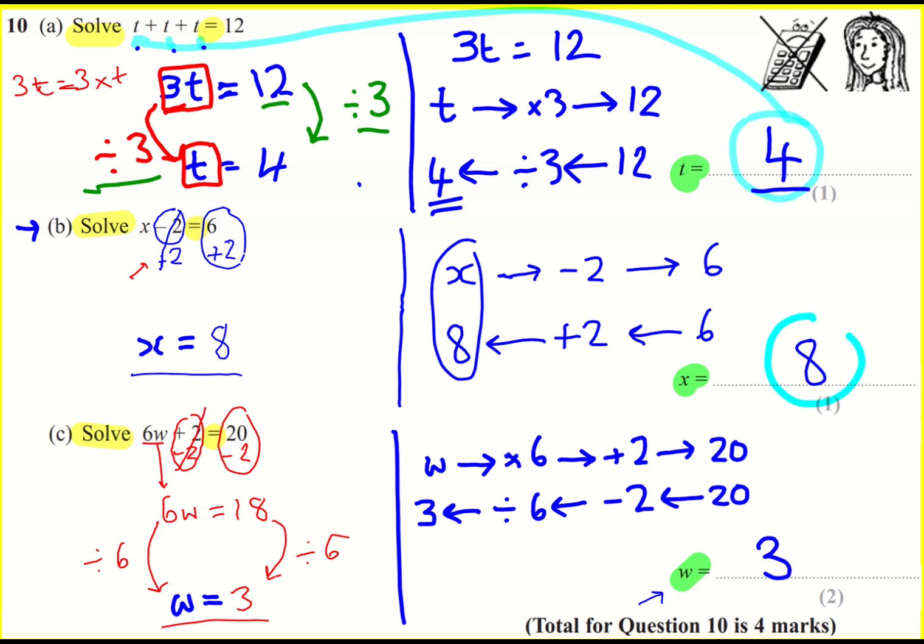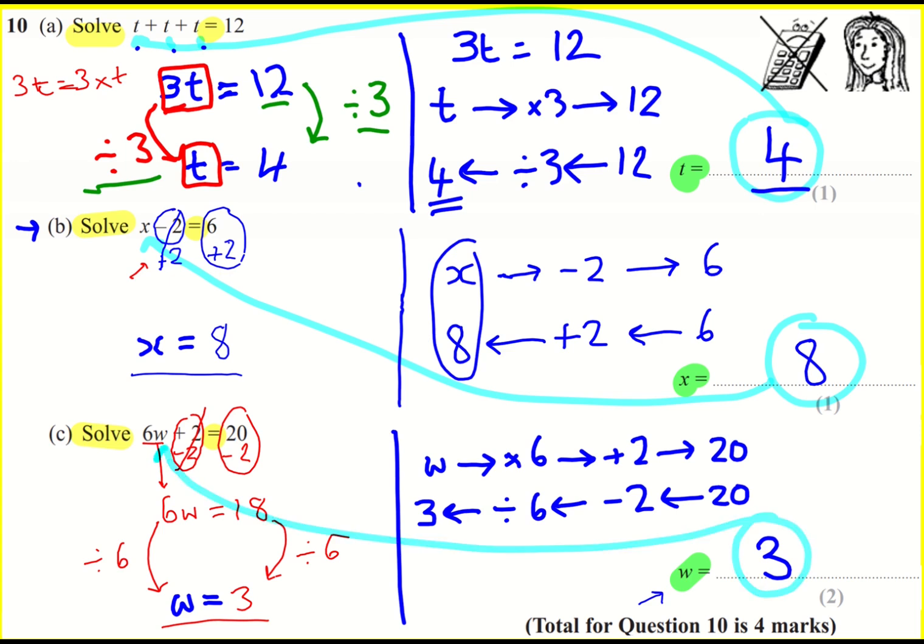Put this back in, substitute it back in. If I put 8 there, 8 take away 2, does it equal 6? Yes. Substitute this back in. If I do 6 multiplied by 3, I get 18, and 18 plus 2 equals 20. Brilliant. All correct. 4 marks in my exam. Okay, well done. Hopefully you understand that.